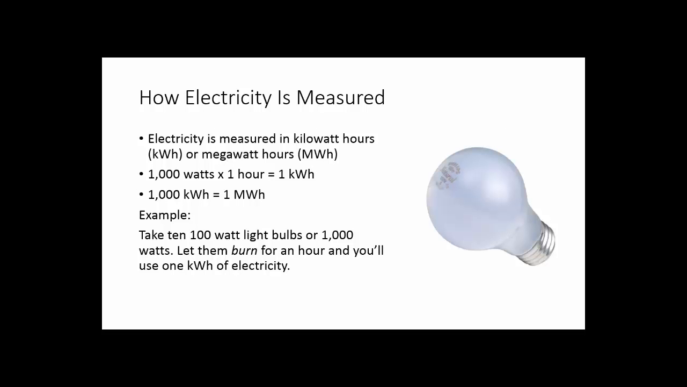Electricity has a unit of measurement, just like feet, miles per hour, or degrees. This unit is called the kilowatt hour. Just how much is a kilowatt hour? 1 kilowatt hour is equal to 10 100-watt light bulbs, or 1,000 watts burning for 1 hour.